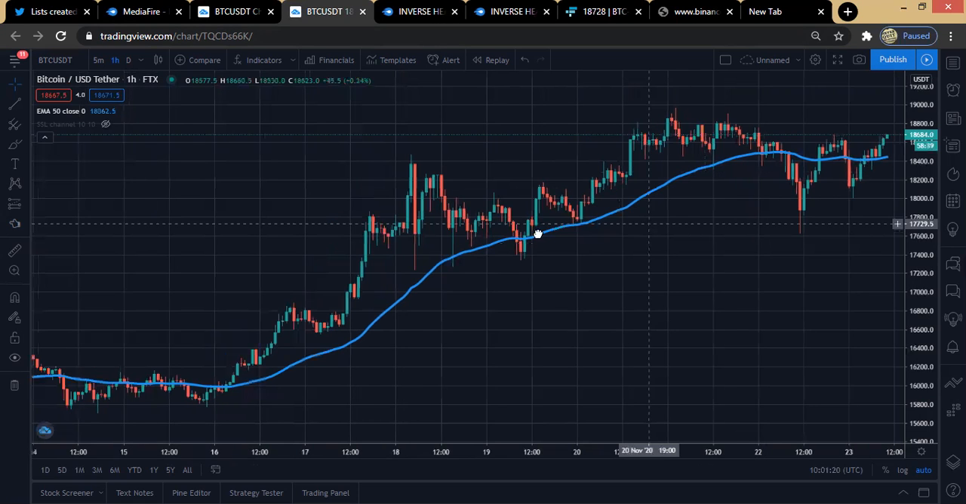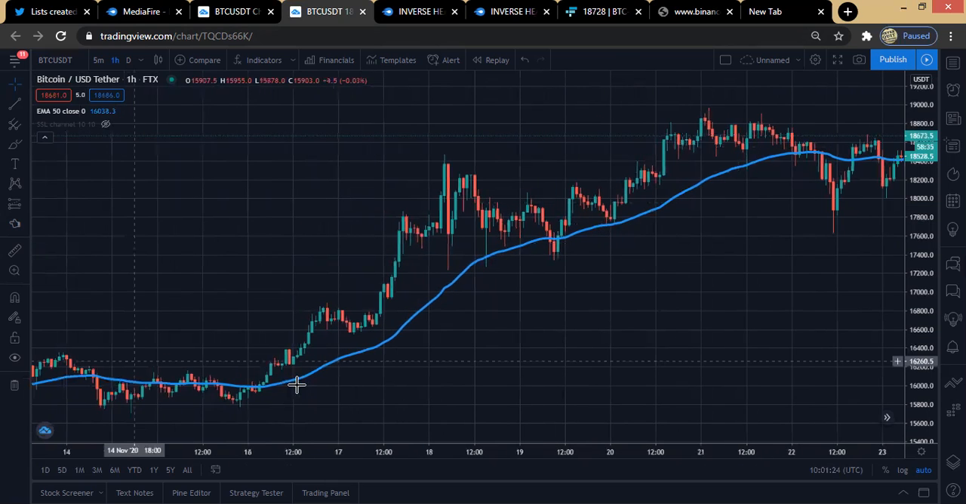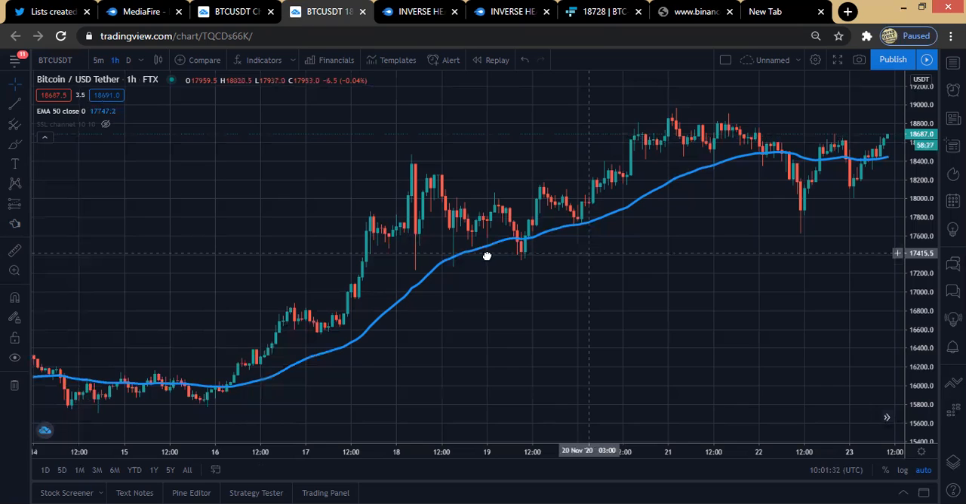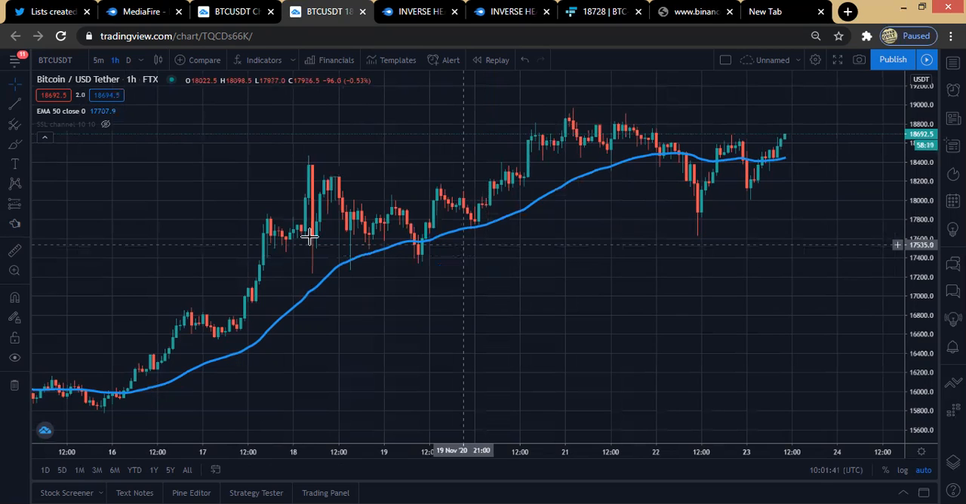We saw the miracle that happened in the week, and this long line here, this is the exponential moving average. This is actually the 50 days exponential moving average. It's one of the charting tools, one of the indicators that help me to know what the market is saying. Anytime the price is above the 50 EMA, it means the market is bullish. But if the price goes below it, it means the market is bearish.